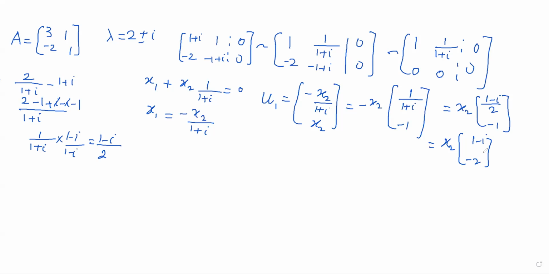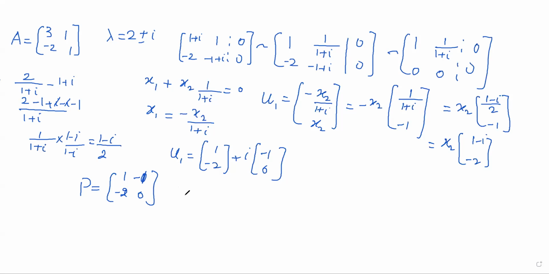Okay, so therefore u1 we will get like 1 minus 2, and then it will be i, and it will be minus 1, 0. Okay, so therefore we will get a matrix P over here, that will be equal to 1 minus 2, and 1 minus 2, minus 1, 0. Okay, and then its inverse can be found, and then you can say that A is equal to P B P inverse.